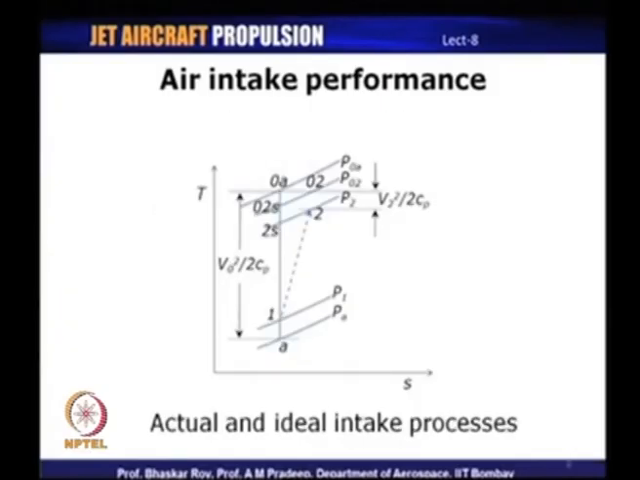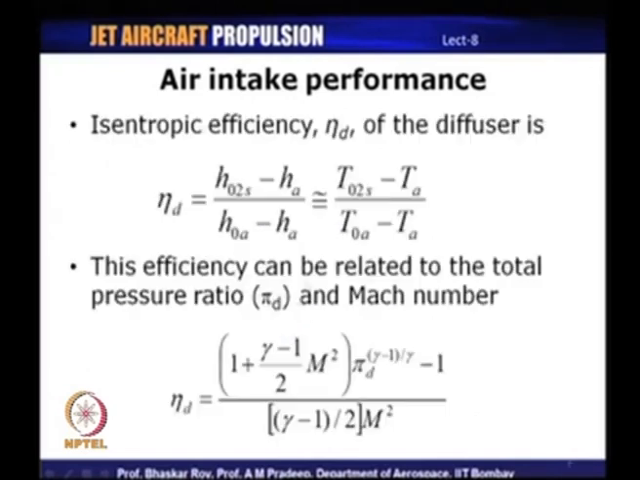So, let us go back to the T S diagram and look at the definition once again. H0 2S is this point, which is the stagnation enthalpy on the actual total pressure line if the process were isentropic. So, H 0 2S minus H A divided by H 0 A, which is the stagnation enthalpy on the process line if it were entirely isentropic. So, this goes all the way up to P 0 A. So, H 0 2S minus H A divided by H 0 A minus H A. So, this is the isentropic efficiency of a diffuser.